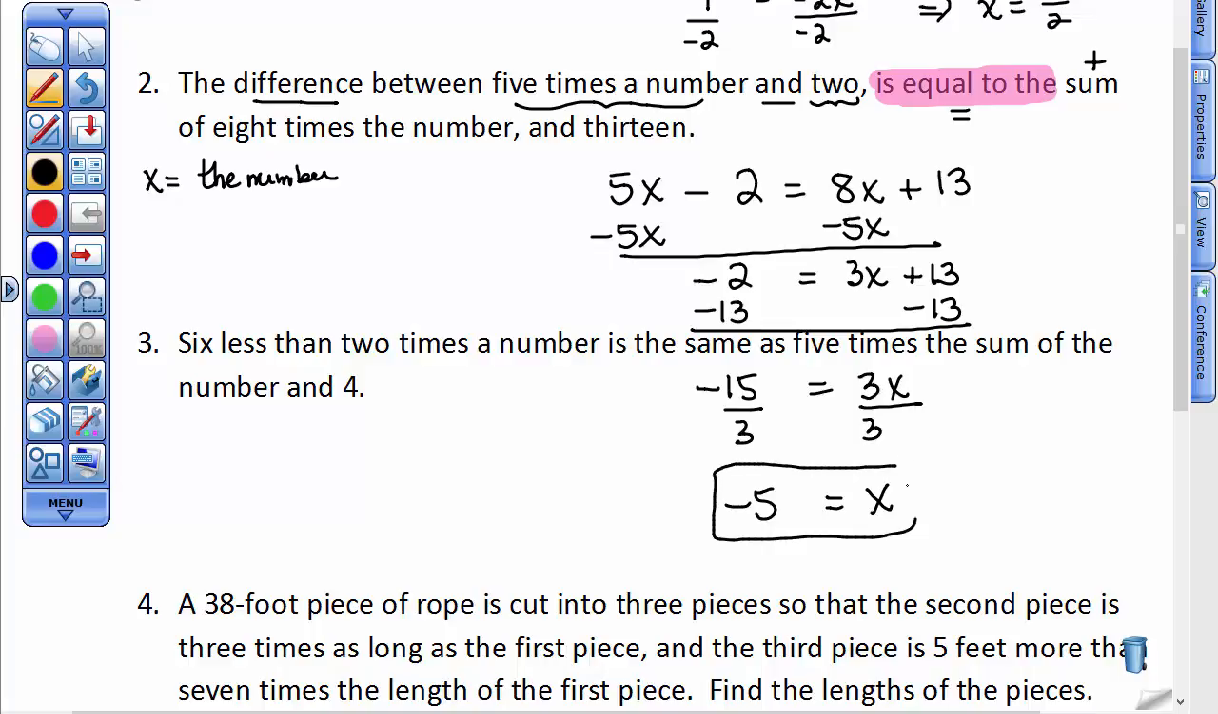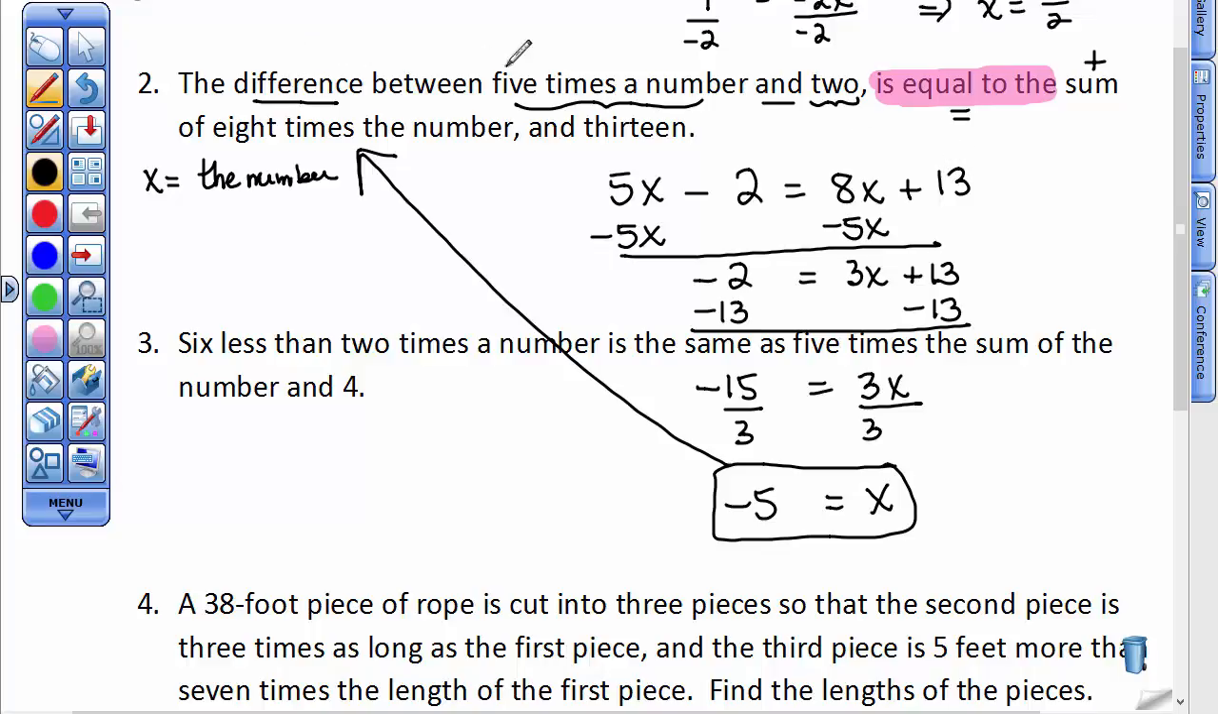My solution for question number 2. Don't forget that you could take 5 times that answer, so 5 times a negative 5, and then you want to take the difference of 2. Or you could put it back in this original problem. The only problem is if you wrote this incorrectly, then you're checking it in a statement that wasn't correct. But you could do that.